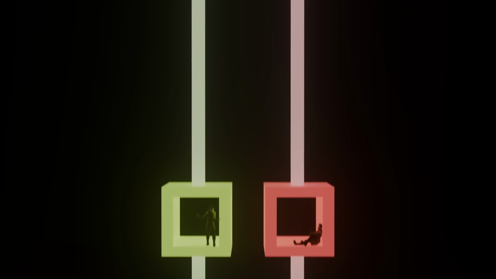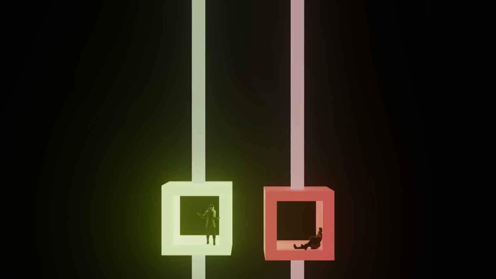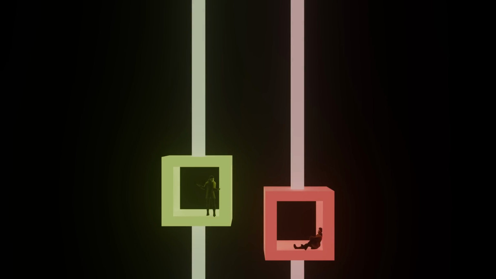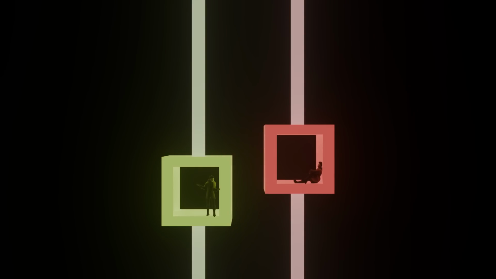But how could both of these cubes perceive their own time as normal and the other one as higher? This doesn't make any sense. That's kind of like having 2 elevators in which the first one is higher than the second one, and the second one is higher than the first one. Except, like, that's a contradiction, right?